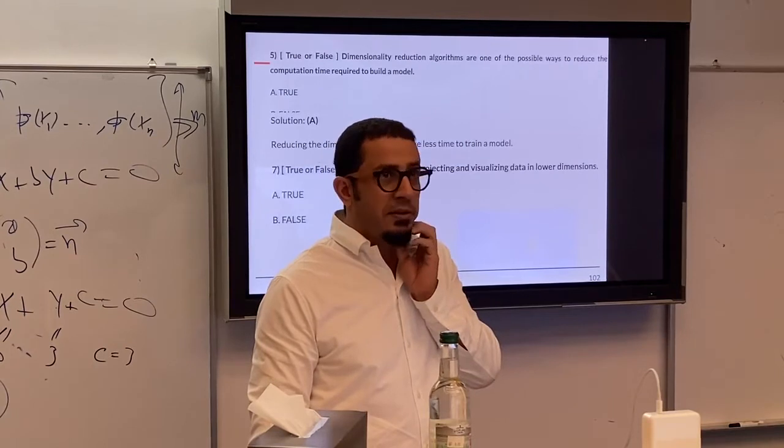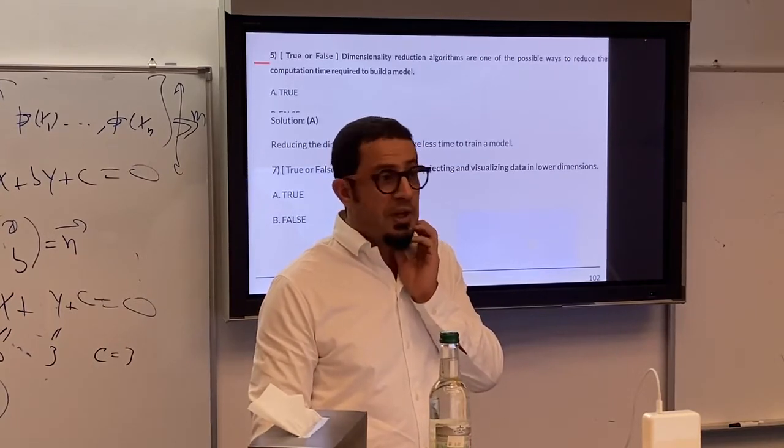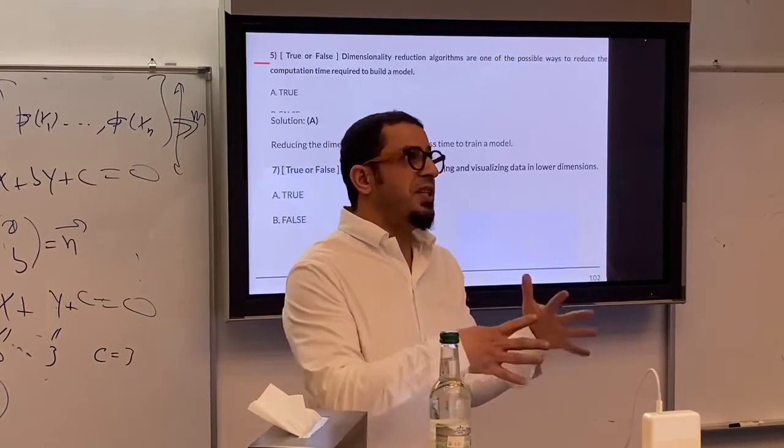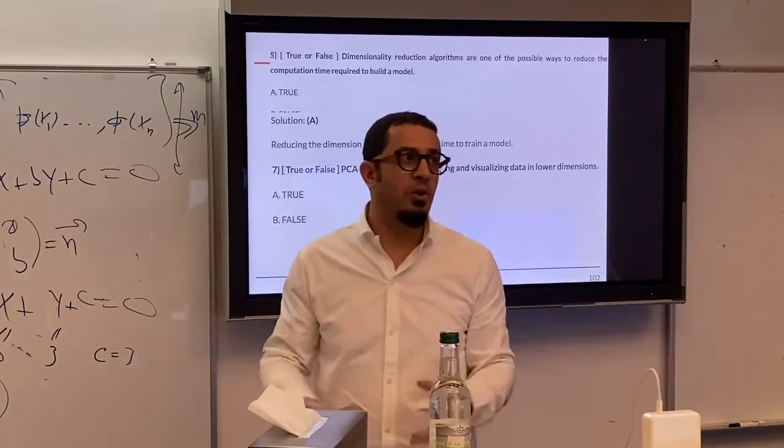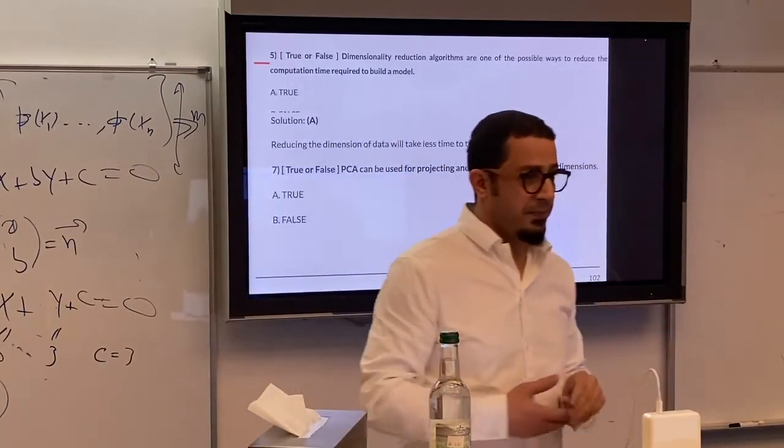True, of course. Clear? Because by reducing the dimension, you can present it nicely, right? When you have 1 million features, or you have 3 features, it's different, right?